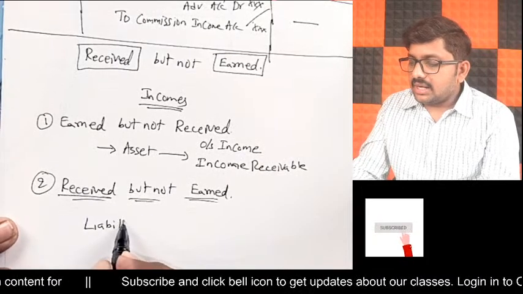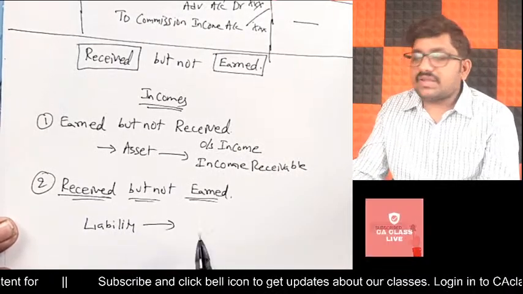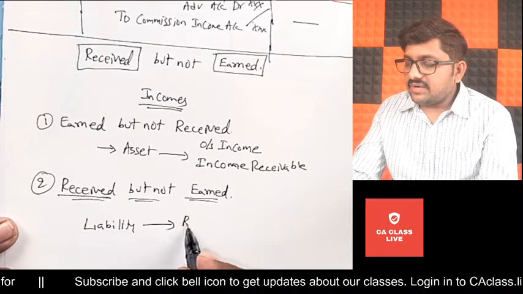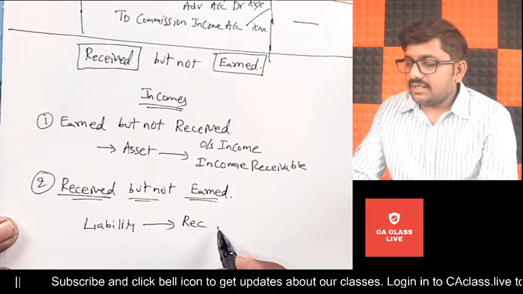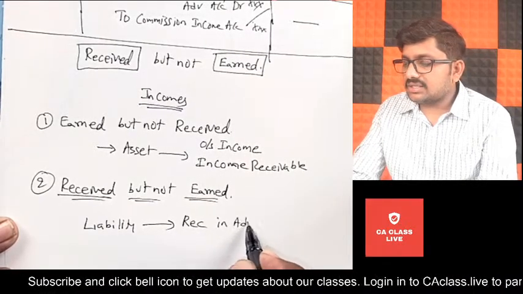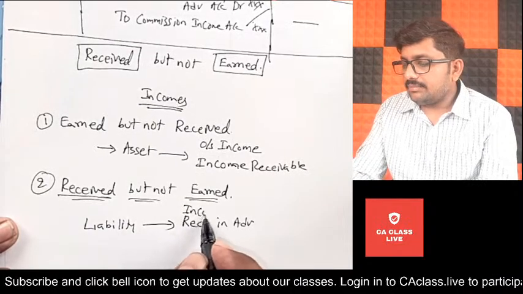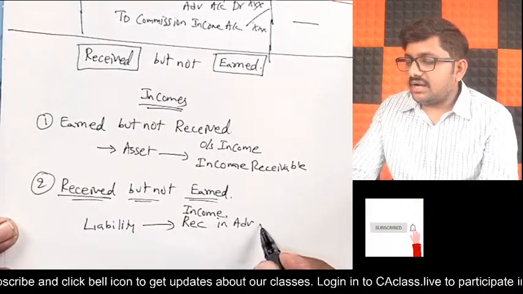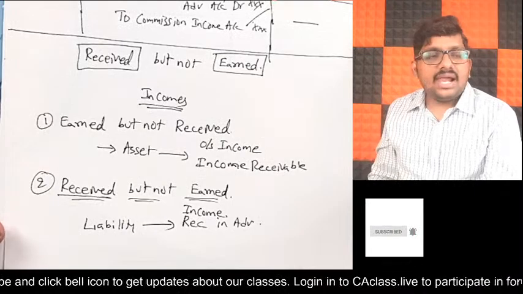This will lead to a liability. And what is the name of the liability we have given? Income received in advance. Income received in advance creates a liability.